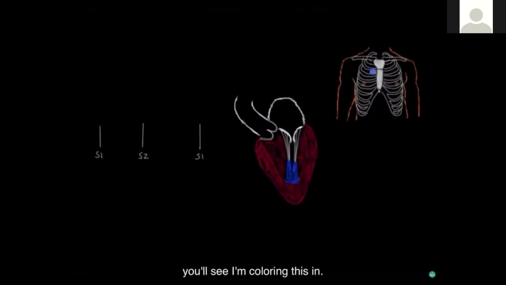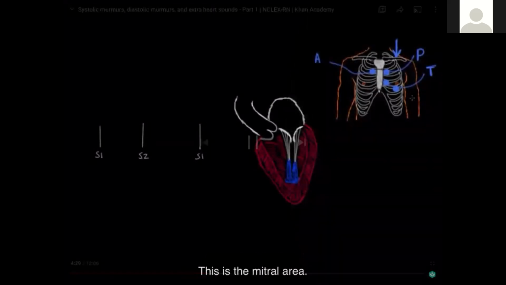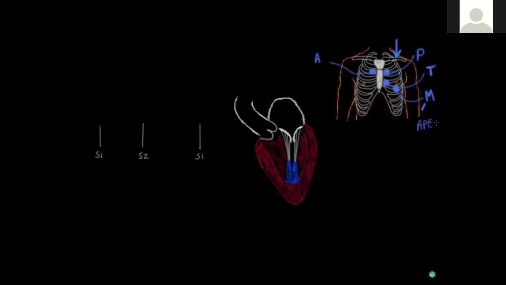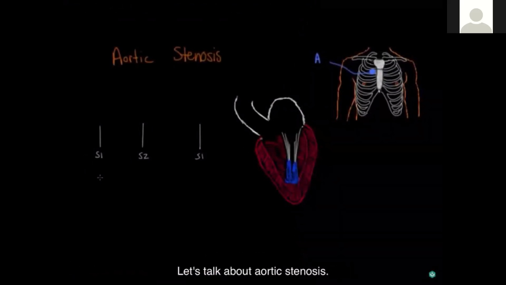You'll see I'm coloring this in. And this is in the second space in between ribs, also known as the second intercostal space, and this is the aortic area. This is also called the right upper sternal border. On the other side, in the same intercostal space, we have the pulmonic area. And this is the valve in question. So let's talk about aortic stenosis.